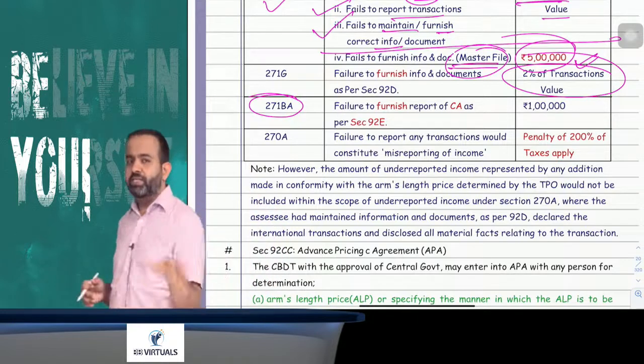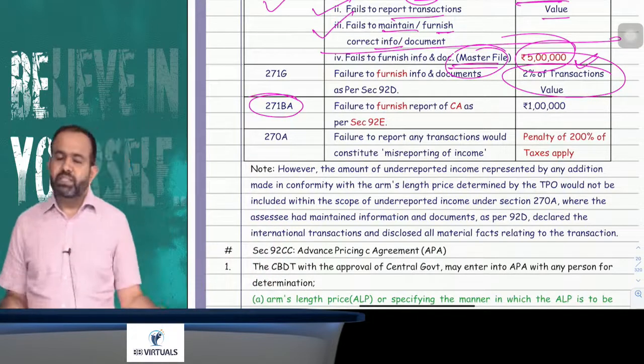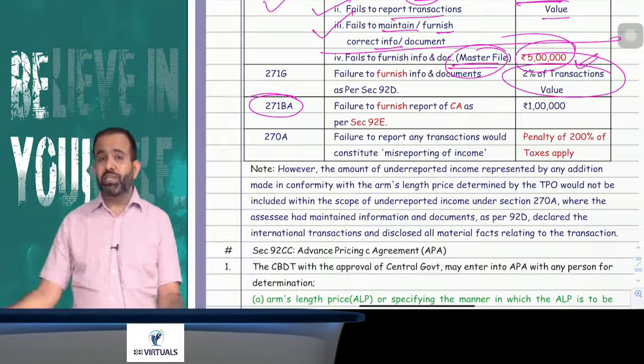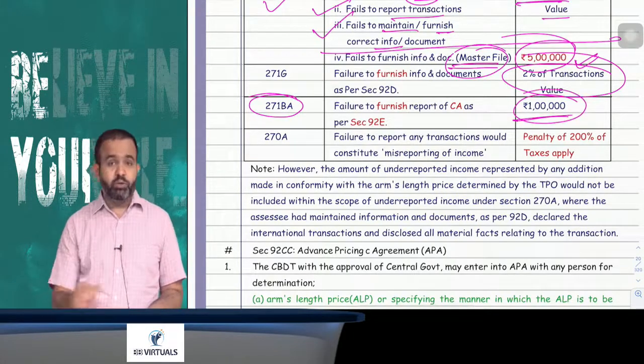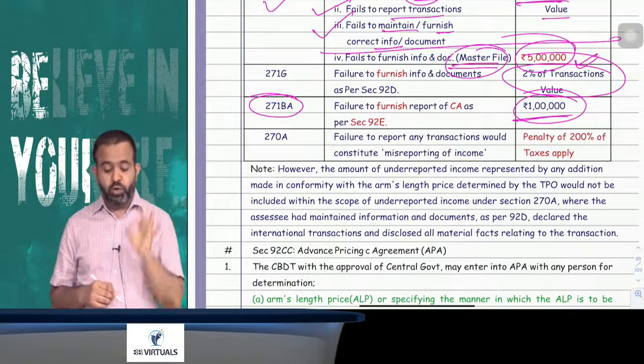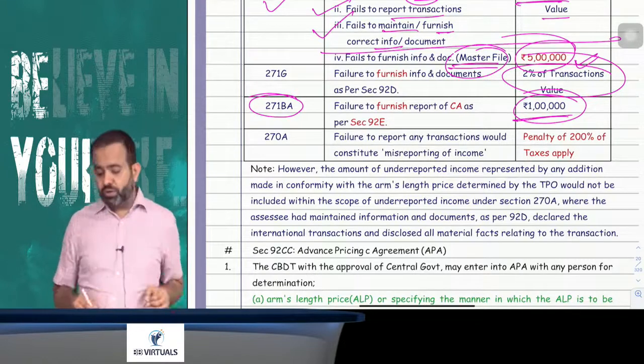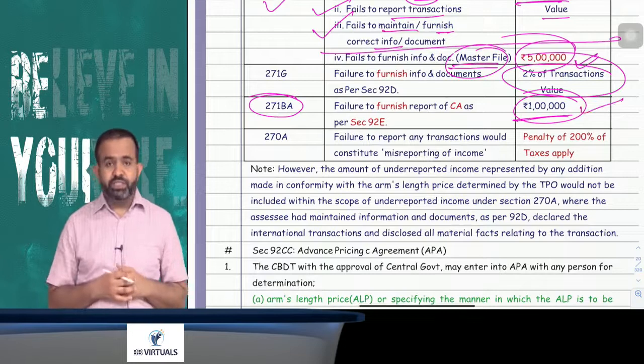Now next part is 271BA, that is, suppose you have not submitted the CA audit report in case of transfer pricing in form number 3CEB. So the assessee fails to submit the audit report of the chartered accountant in form 3CEB. In that case, the penalty amount will be 1 lakh rupees. So always remember, if the audit report is not submitted, in that case 1 lakh rupees penalty.